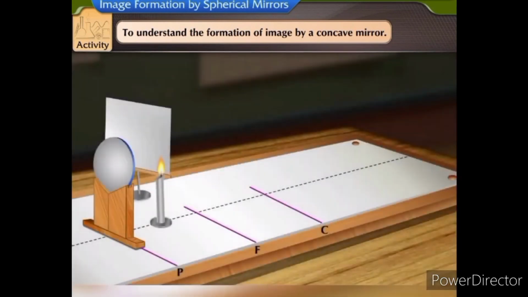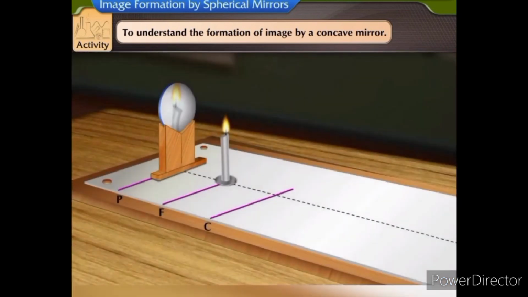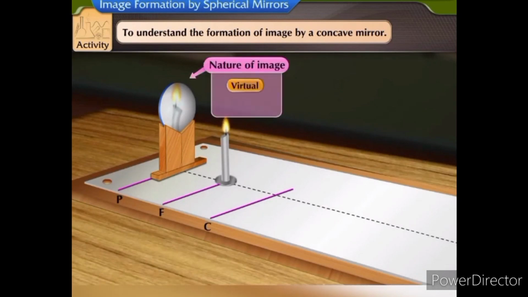When the candle is placed between the pole and principal focus F of the mirror, then the image is behind the mirror. Image is enlarged and the nature of the image is virtual and erect.